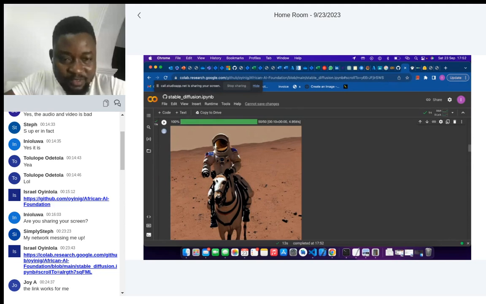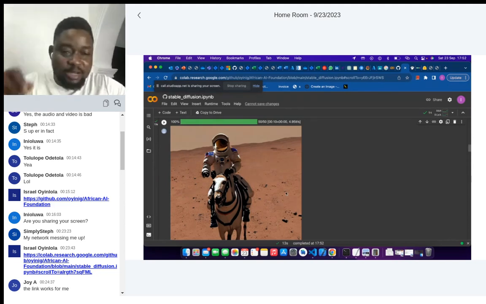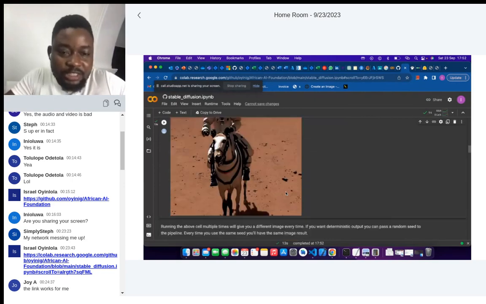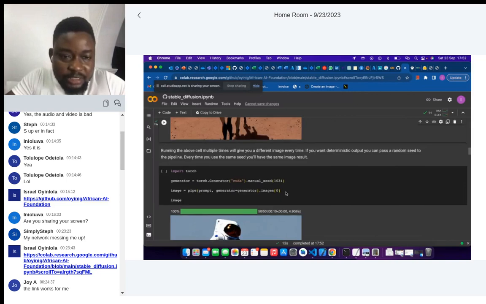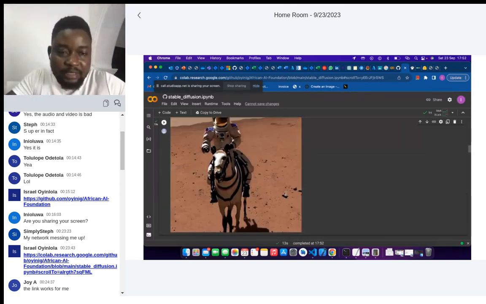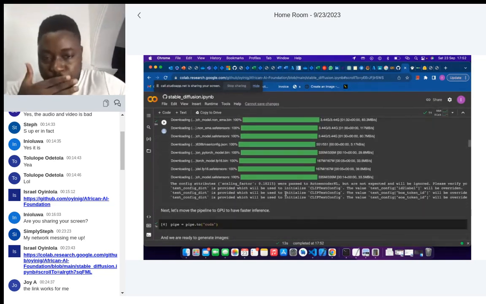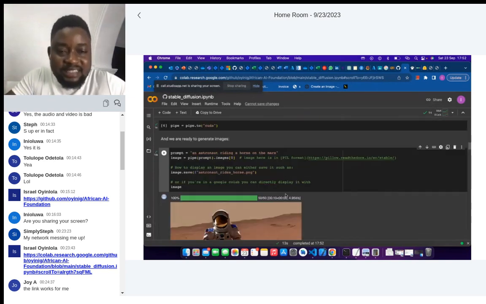Okay, this is perfect. It got the context that we're talking about Mars now. Mars is red, so the soil looks red, and actually the astronaut is riding a horse, right? So the image contains some other things, but let's get back to the main thing. What is really going on? How is this model able to convert text to image, right?